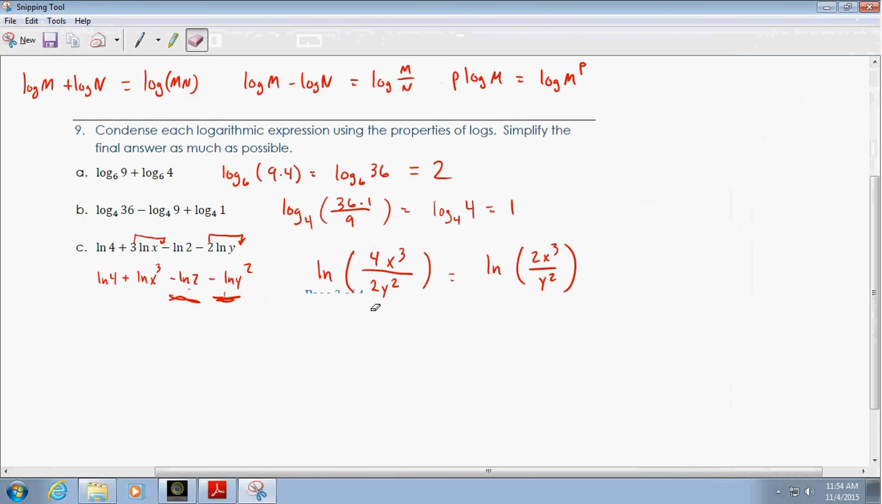Okay. Any questions on those? And yes, ma'am. 4x cubed, since it's positive, it was on top. Simplify the fraction. 4 divided by 2 is just 2. Right? Here you've got 4 over 2. So you simplify that down to just 2 over 1. Okay.